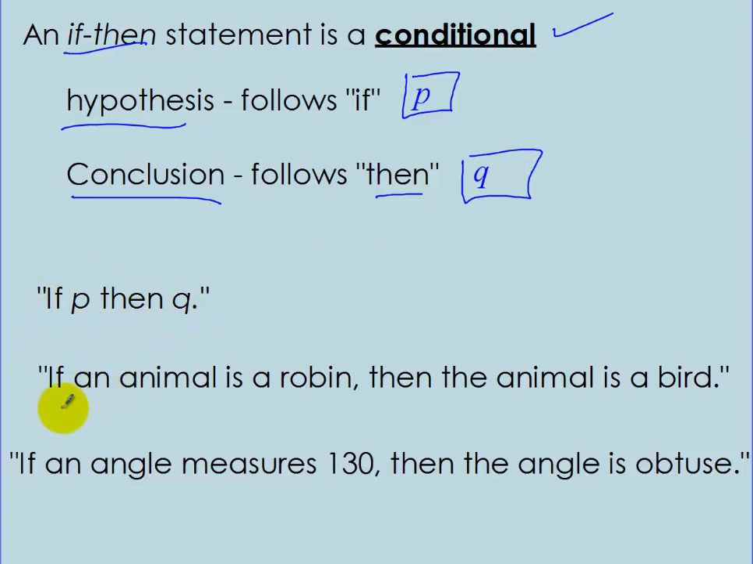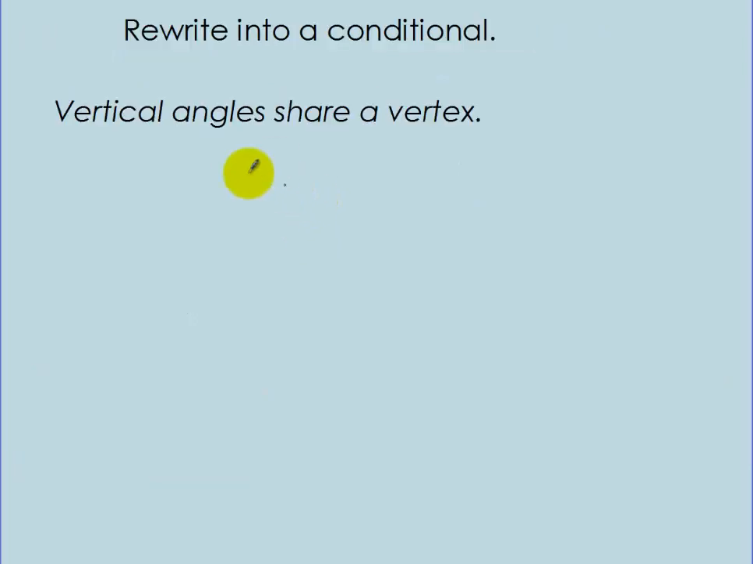So for example, if an animal is a robin, then that animal is a bird, because robins are a type of birds. If an angle measures 130, then the angle is obtuse, because all obtuse angles are more than 90 degrees. So let's practice rewriting a conditional.